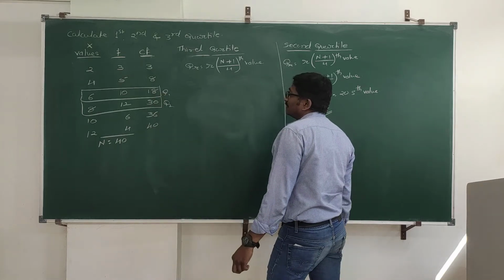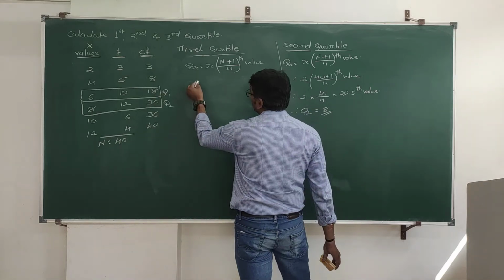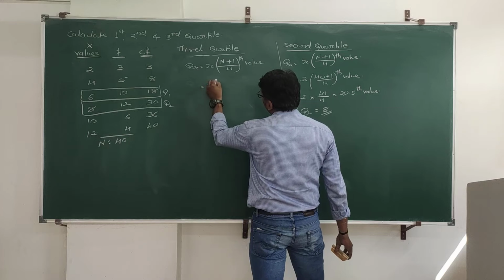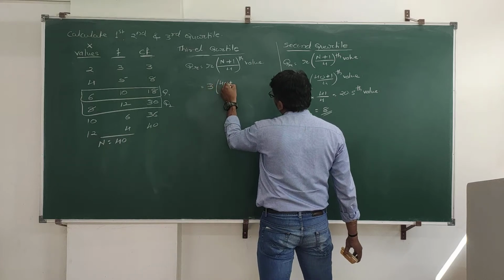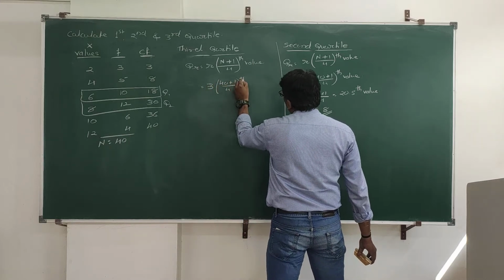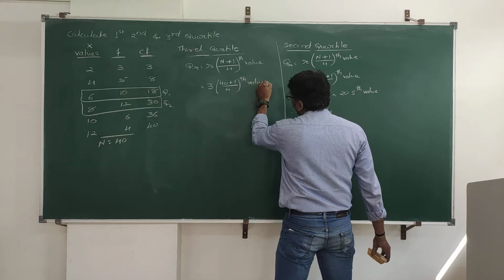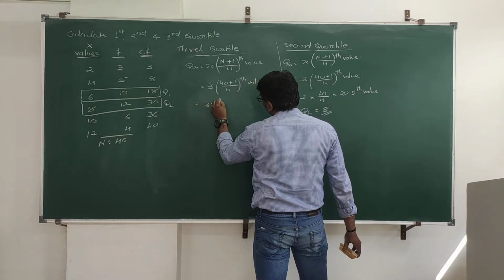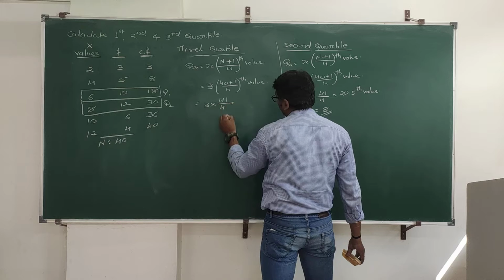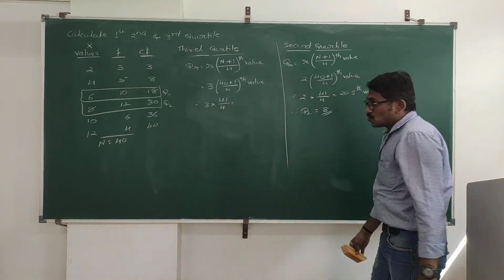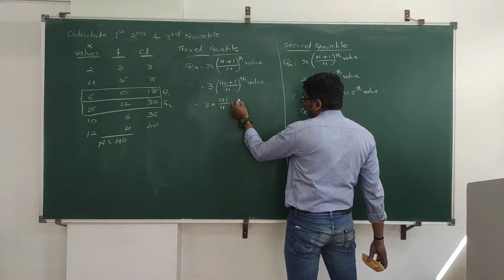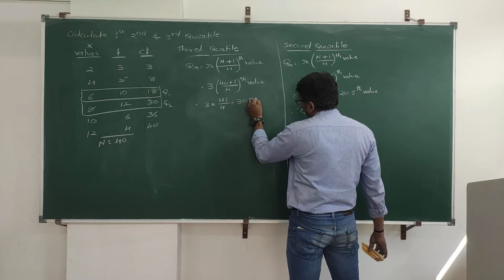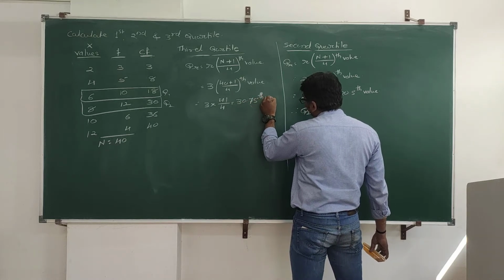Okay. What will be the R value to calculate third quartile? 3 into bracket n is 40 plus 1 divided by 4 value, which is equal to 3 into 41 divided by 4, which is equal to 30.75.